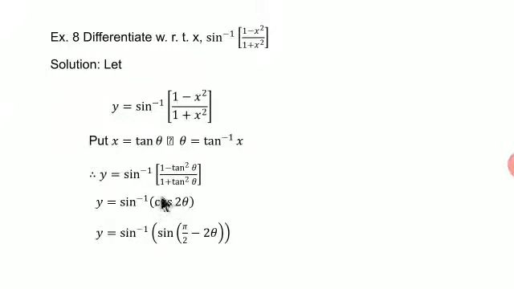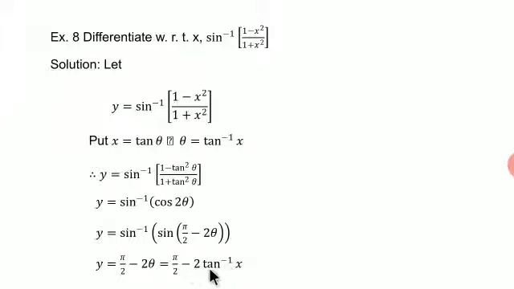We write this cos in terms of sin also. So we get y is equal to sin inverse of sin(pi by 2 minus 2 theta). And sin inverse of sin theta is theta. So y is equal to pi by 2 minus 2 theta. Resubstituting here the value of theta as tan inverse x, we get pi by 2 minus 2 times tan inverse x.